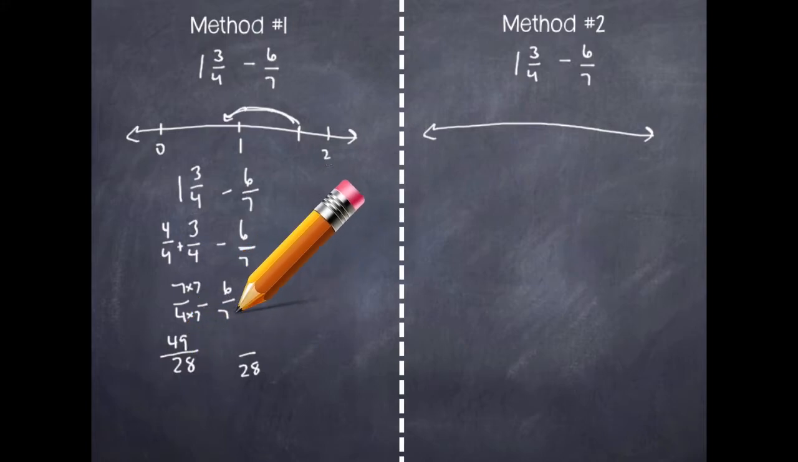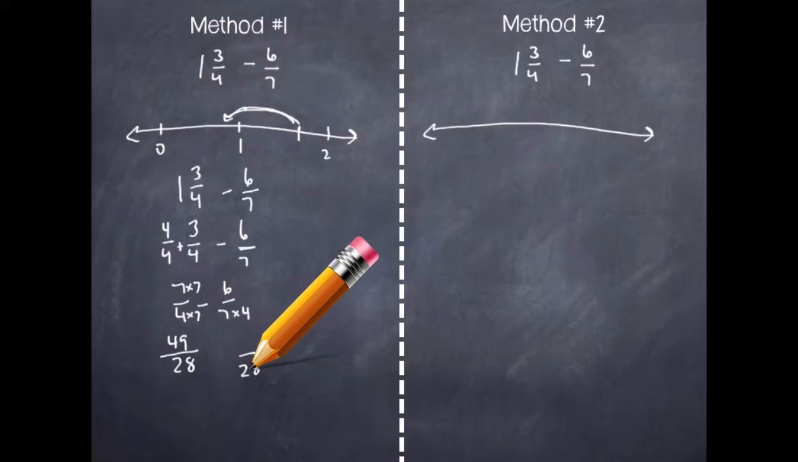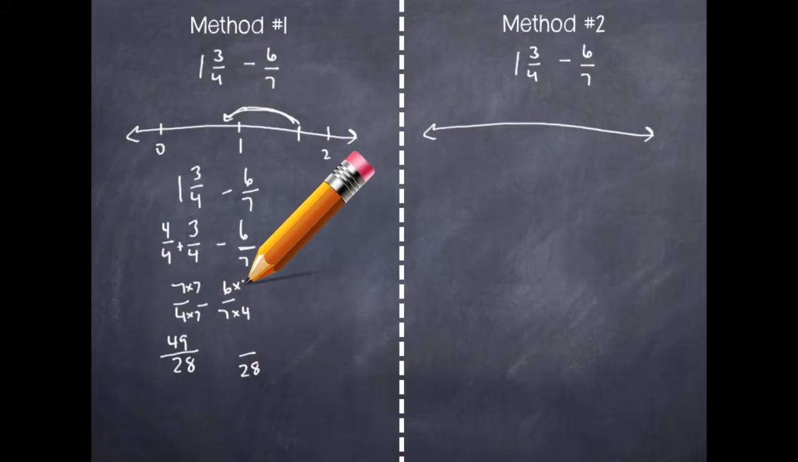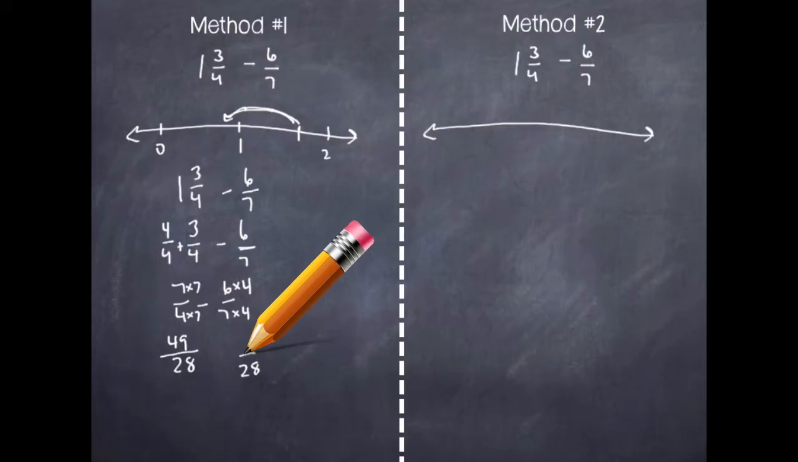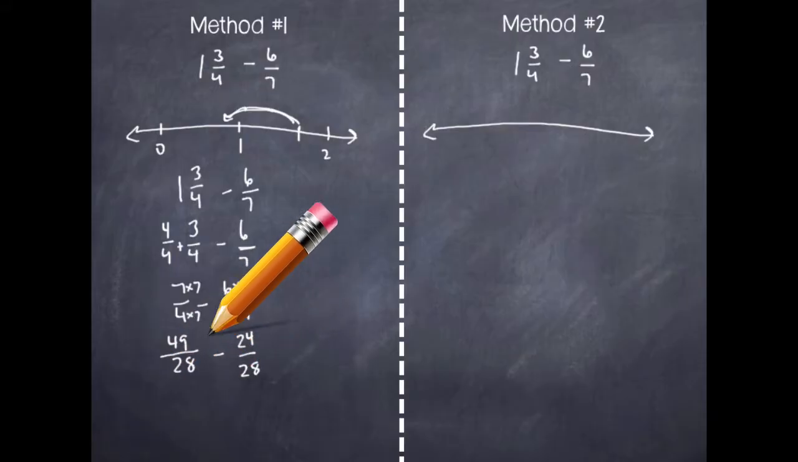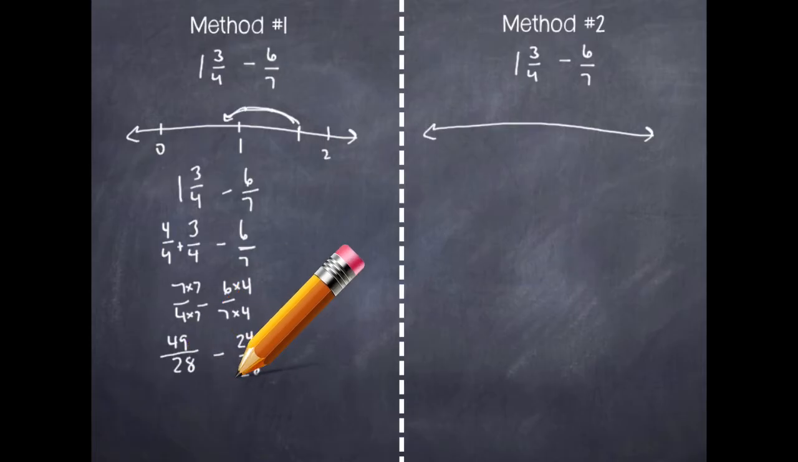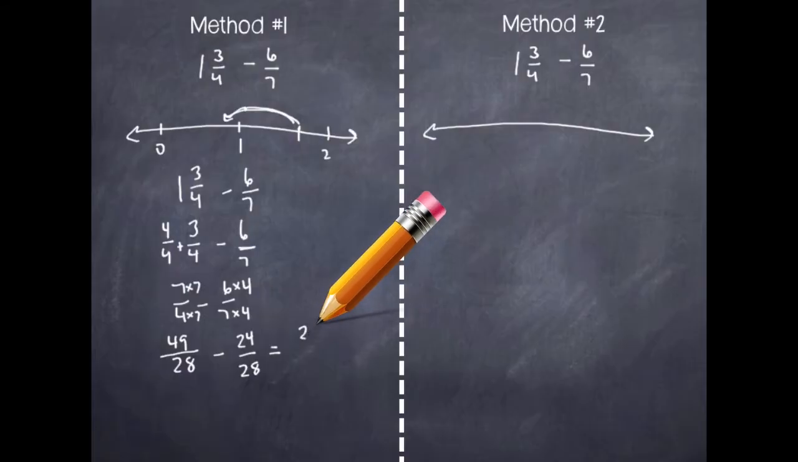Okay, and then here I did 7 times 4 to give me 28. I'm going to do 6 times 4, which would give me 24. So now I could subtract. Now my units are the same and I could subtract. So 49 minus 24 is going to give me 25.